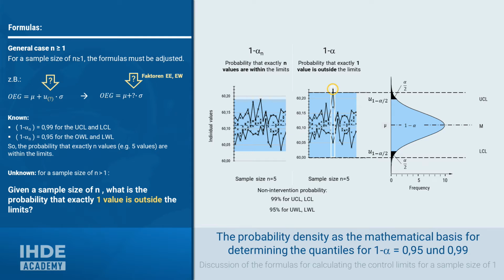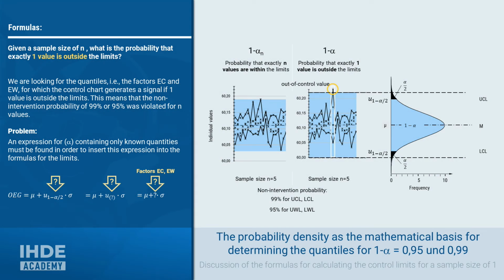However, the limits should be selected in such a way that exceeding the limits by just one value always provides a signal for an out-of-control process. Therefore, the question now arises: how large is the individual probability that a value is inside the limits given a sample size of n? We had already talked about the multiplication theorem of probabilities in the preparation.